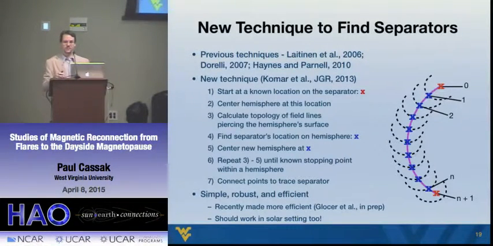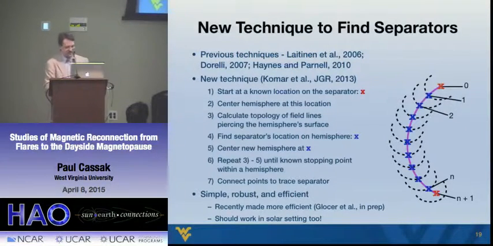Then you just repeat the process: put another hemisphere around it and keep doing the same thing, so you march along the separator until you get to the other null and you've found the whole separator. It's really nice because it's pretty simple to visualize. It's robust; it pretty much always works. And it's pretty efficient. That said, Alex Glocer has been doing some work going beyond this, finding more efficient ways, so there are probably better ways to do it than what we did. But anyway, it works. As long as you get the answer, that's part of it.